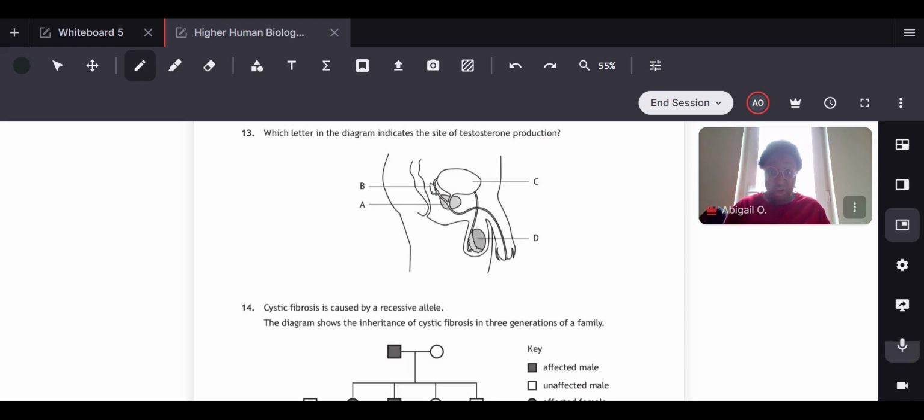So these two structures are going to help us provide certain nutrients into the semen to help the sperm swim and survive, and lots of enzymes and sugars and things to help them survive their journey to the egg. And we know that testosterone is produced in the testes by those interstitial cells. So the answer here is going to be D.